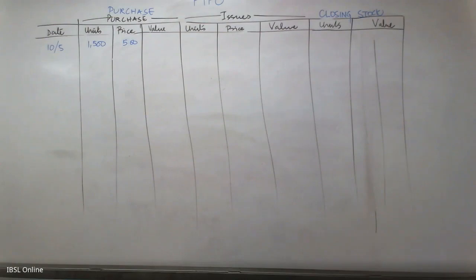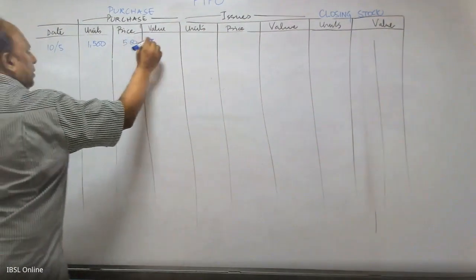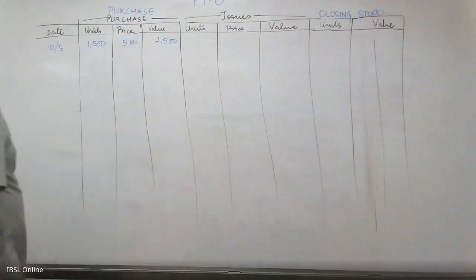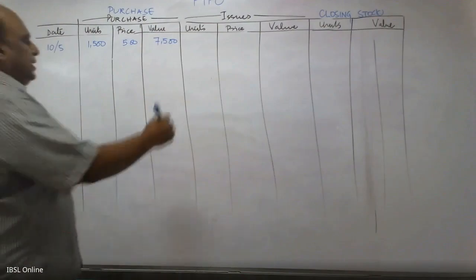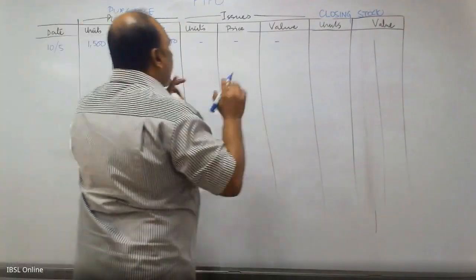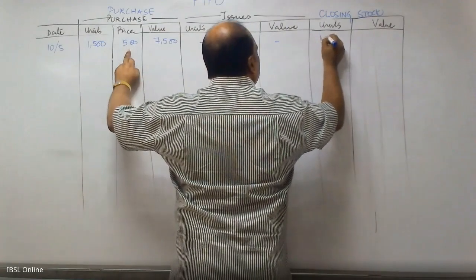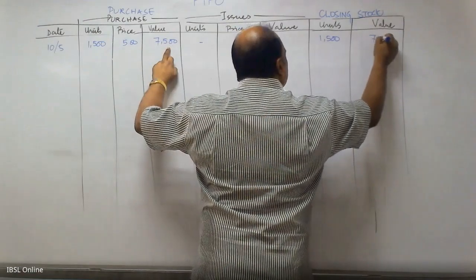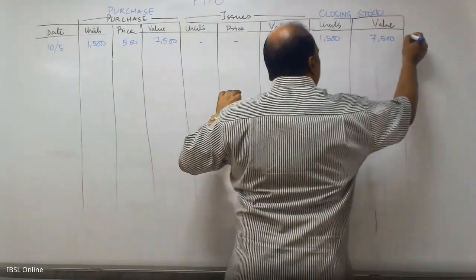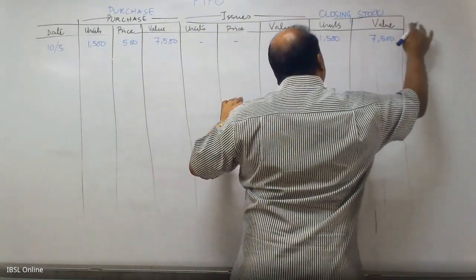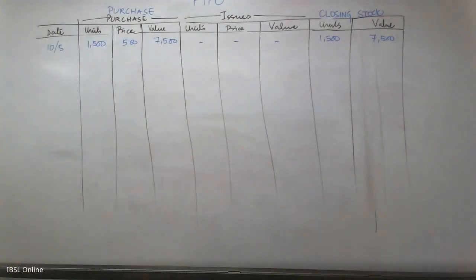Okay? Right. So 1,500 units at 5 rupees means 7,500. So basically, these are nil. So what you have as the closing stock at this point is going to be 1,500 units at 7,500. If you want, you can maintain it, but it doesn't make sense because later on you will see there will be multiples. Okay, so we have recorded the first transaction. You can tick the first transaction.